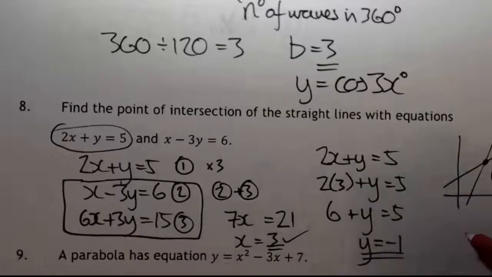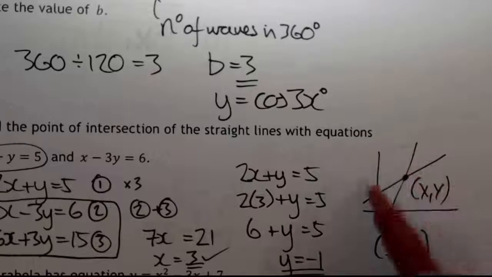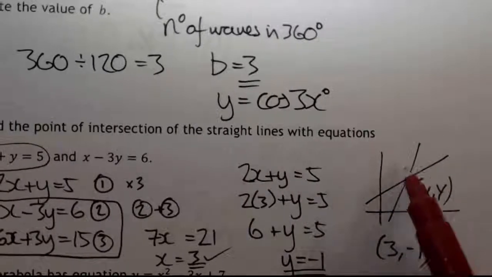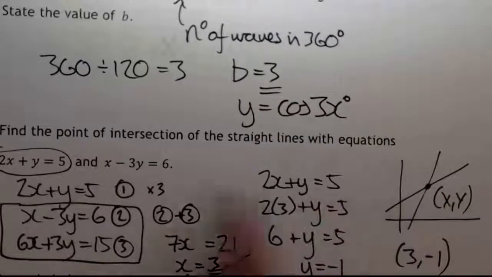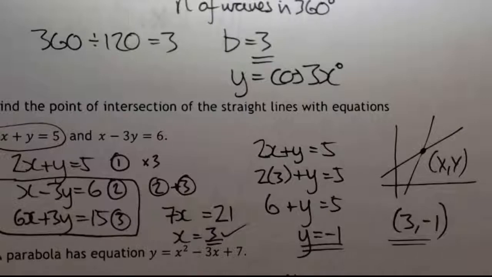Okay, so the point of intersection is when it's at 3, minus 1. So obviously this wee diagram is just demonstrating what lines of intersection are. They're in no way like these lines, right? But that's essentially your point of intersection.